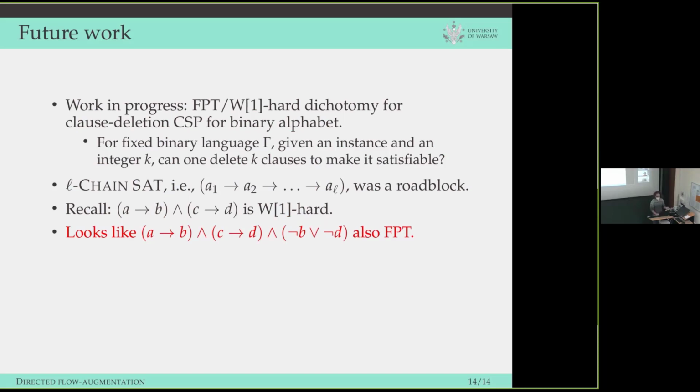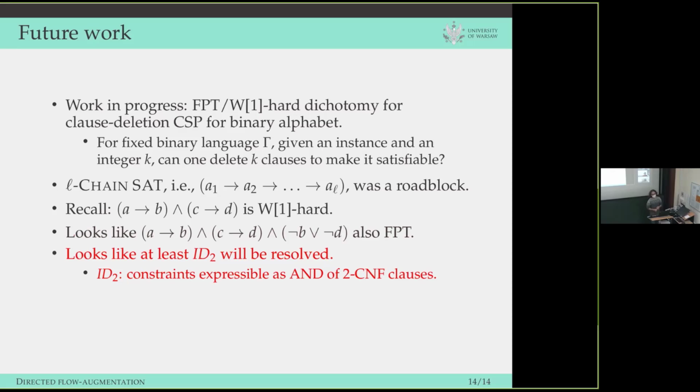And we think that with the current set of tools, we can at least have the dichotomy inside something which is called ID2. I'm not super expert here, but these are the languages where every constraint can be expressed as an AND of two CNF clauses. All the examples here are really ANDs of two CNF clauses. So it seems that the current tricks are able to do it. We didn't write it down, so take it with a grain of salt. These are very fresh developments, and we are working on having a full dichotomy here.